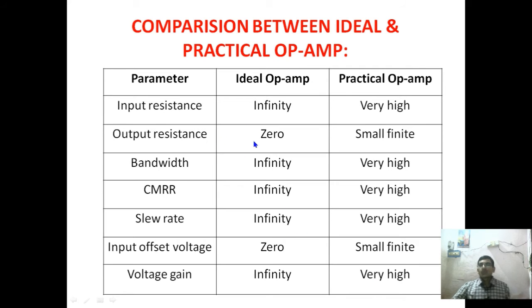So it is better to write the values also in this table. Very high, in the sense, input resistance is approximately 2 mega ohms and output resistance is 75 ohms for the practical op amp, 0 for the ideal op amp. Like that, the bandwidth is 1 MHz, the CMRR is 90 dB, input offset voltage is 6 millivolts, and voltage gain is 2 into 10 power 5. Like that we have to mention. It is better to mention the values.